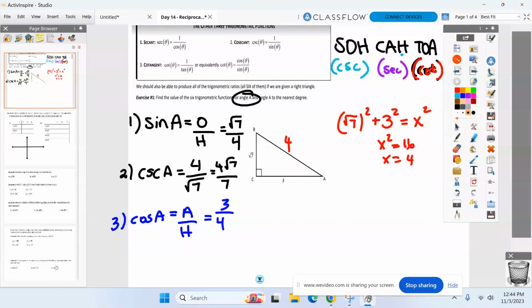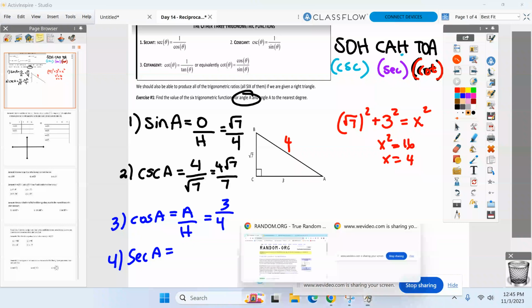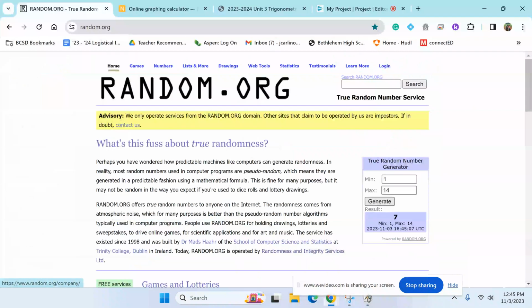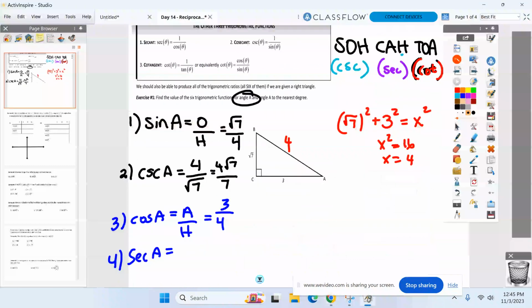If I know that value, I also know, what do I call it? Yep, secant, S-E-C. I know secant now. So secant of A will just be what then? Ariana? Remember, I know. 4 over 3. Yeah, just flip it, right? 4 over 3. I can do hypotenuse over adjacent, but I already know what it's going to be. All right, let's keep trucking.